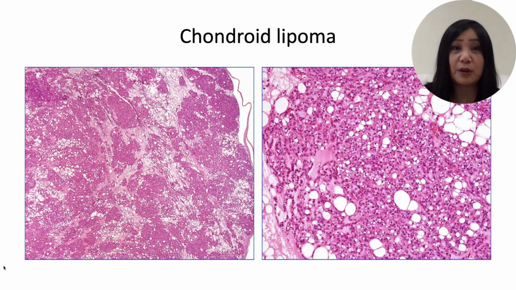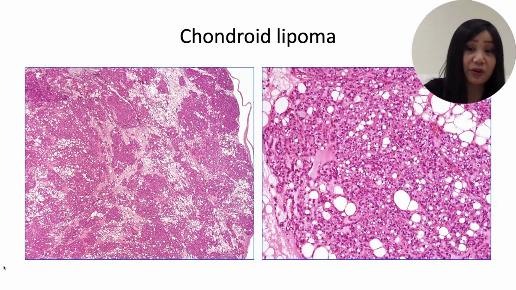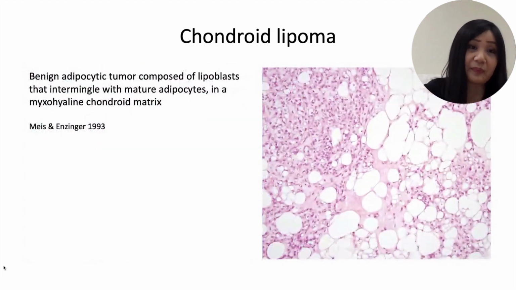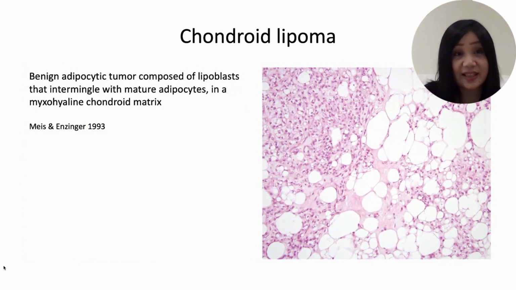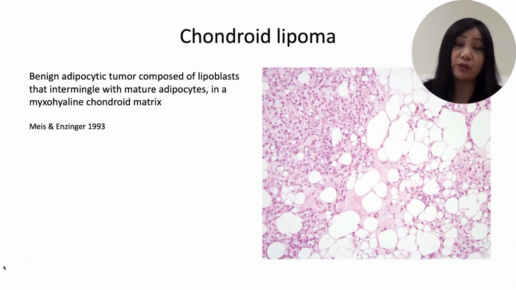So the next entity we'll quickly talk about, just because it's rare and we may be really confused when we come across it, so just to know what it looks like, is chondroid lipoma. This is a benign adipocytic tumor composed of lipoblasts that intermingle with mature adipocytes in a myxohyaline chondroid-like matrix.